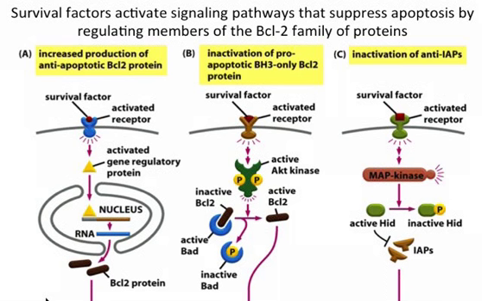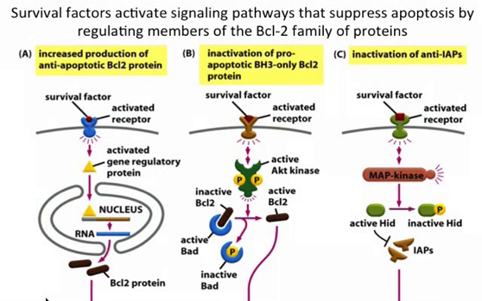Also, you could get inactivation of pro-apoptotic BH3 only proteins, right? So you could have BAD, and BAD normally binds to BCL2 and inhibits it, and that's how you promote apoptosis. But the signaling will result in phosphorylation of BAD, which releases BCL2 and keeps apoptosis inhibited.